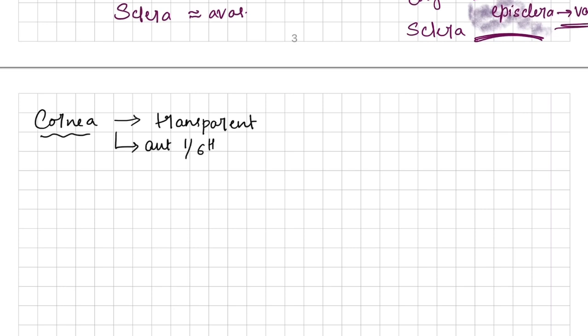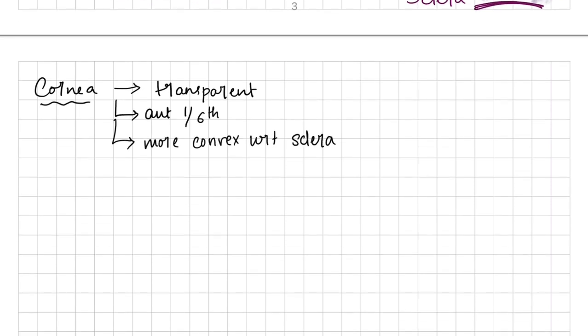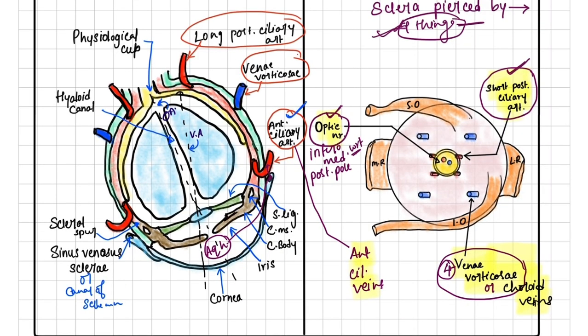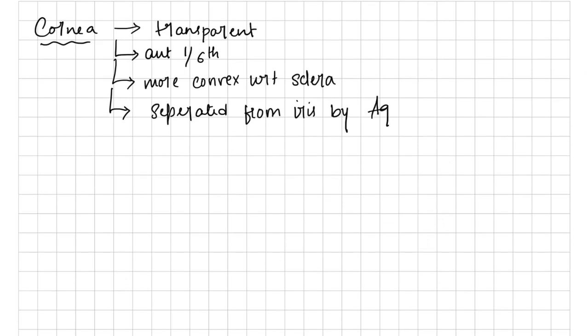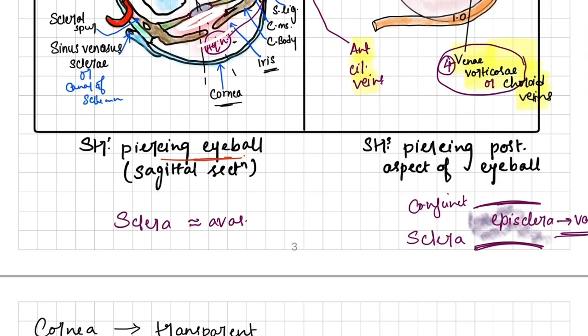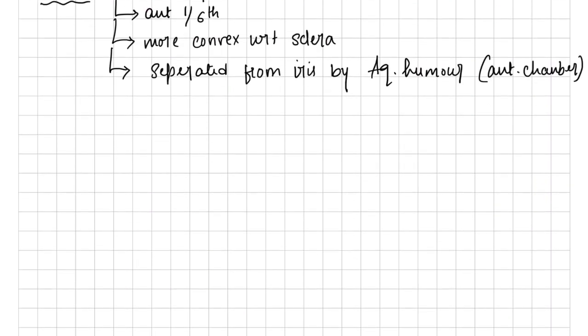Cornea is transparent in nature. It forms the anterior 1/6, and it is said to be more convex with respect to the sclera, because we know it's present in front of the lens. It is separated from the iris. Okay, look at this diagram over here. The iris is the brown colored portion and cornea is the outermost. It's separated by the aqueous humor. Specifically, the anterior chamber of the aqueous humor separates the two of them. Look at the diagram. This is the aqueous humor, anterior and posterior part of aqueous humor.